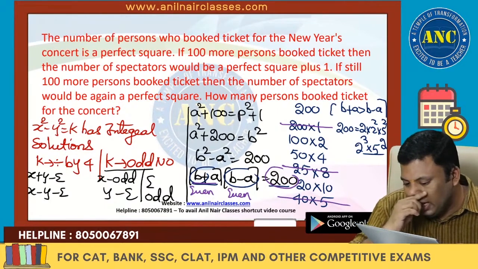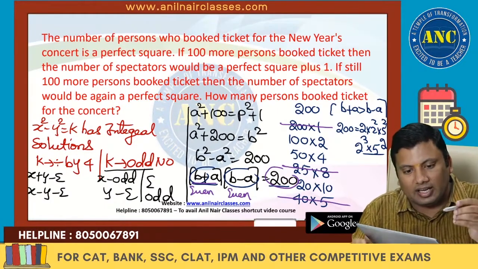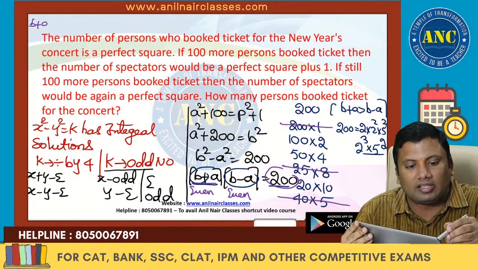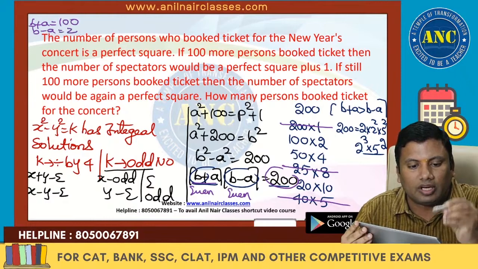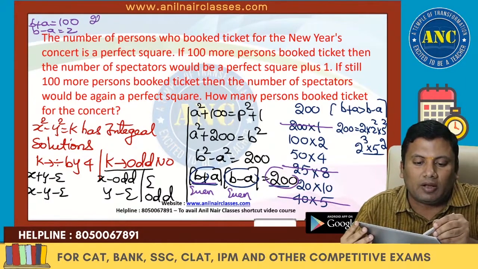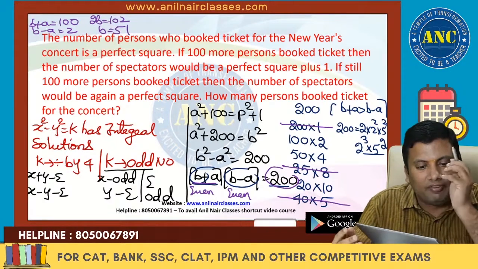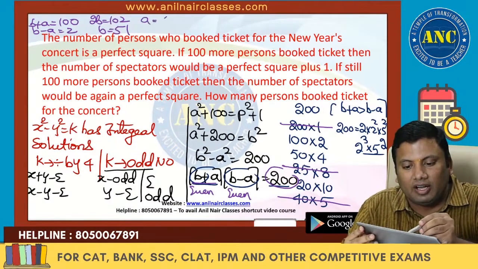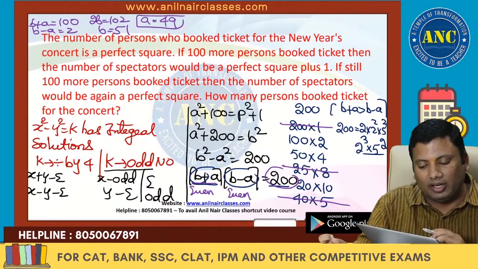Now, if I take b plus a as 100 and b minus a as 2, that means adding, 2b is equivalent to 102. b is 51, and if b is 51, a is 49.